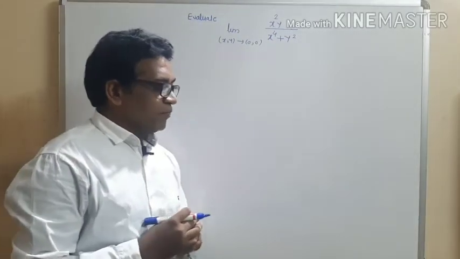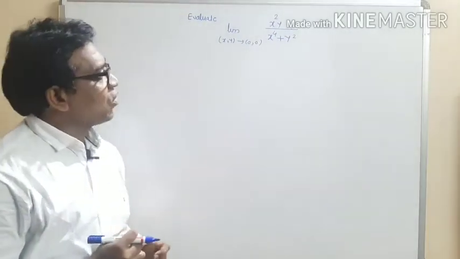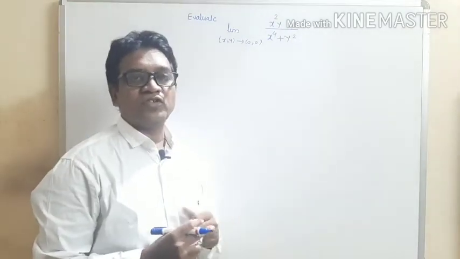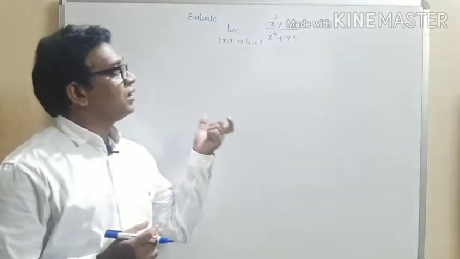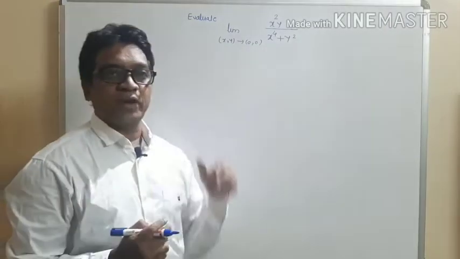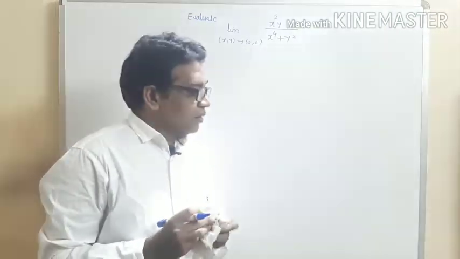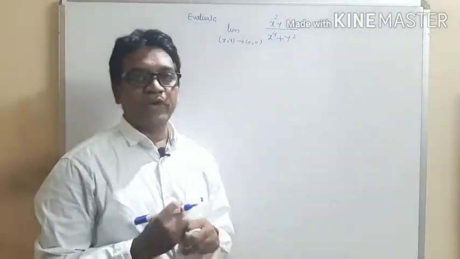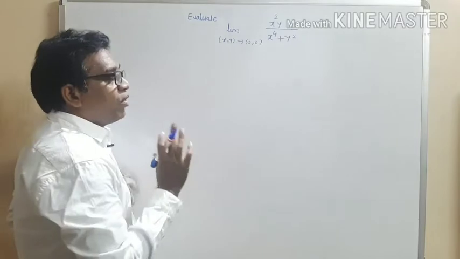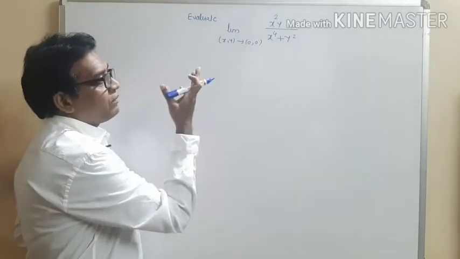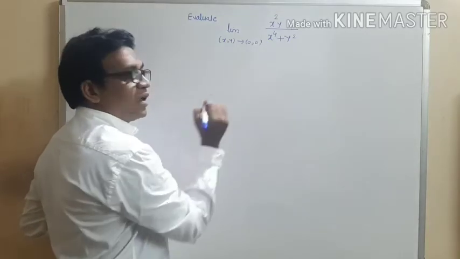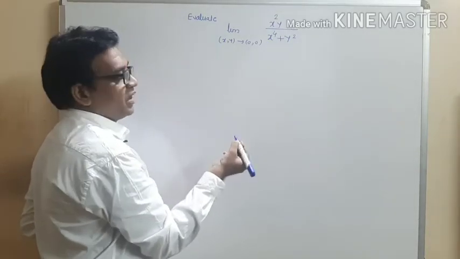Now up till now, we have solved 5 to 6 examples on limit of function, on how to find the limit of a function in two variables. So I am going to explain again how to find the limit of a function. Now what is the method for finding the limit? We have to consider some different equations.